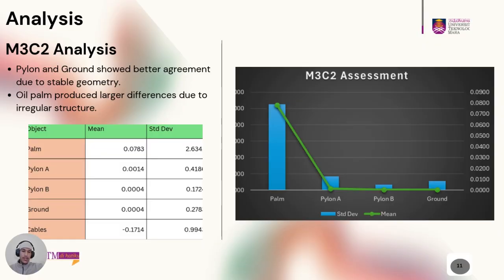Here are the analysis results for the M3C2 analysis. Different objects showed different levels of geometric agreement. The results show that pylon and ground surfaces produce smaller differences because these objects have more stable and regular geometry. Taking pylon A as an example, it recorded a mean difference of only 0.0014 meters, while ground recorded 0.004 meters. Meanwhile, the oil palm showed a larger variation due to its complex structure, including irregular leaf branches and different viewing perspectives from both methods.